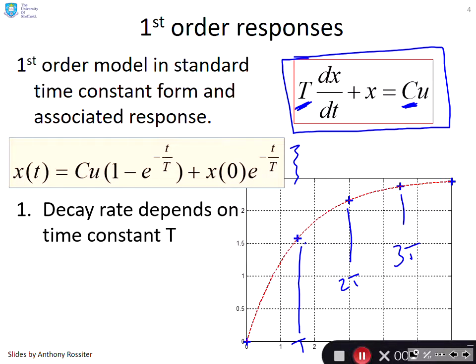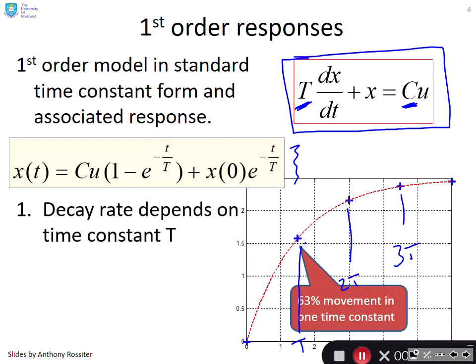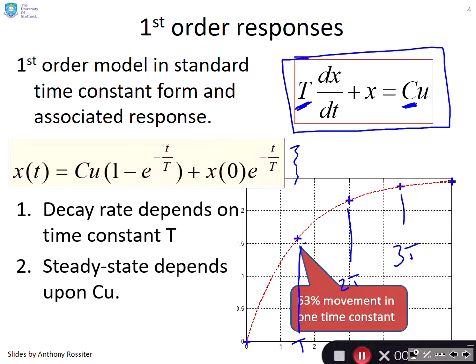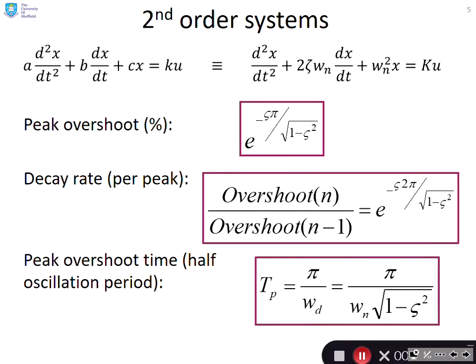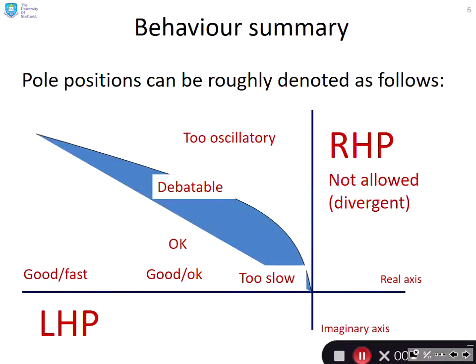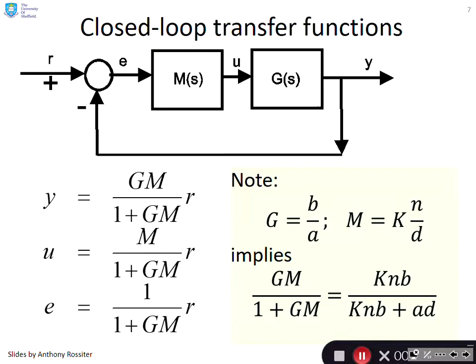Again, this is standard knowledge you should know about first order systems. You will also remember that you get 63% movement in one time constant. And finally, the steady state depends upon the term cu. So in one slide I've summarised the key information you should know about first order models and first order responses with constant inputs. The other slides look at topics which are not covered in this particular video, and they're there for completeness because you will need these for other questions.